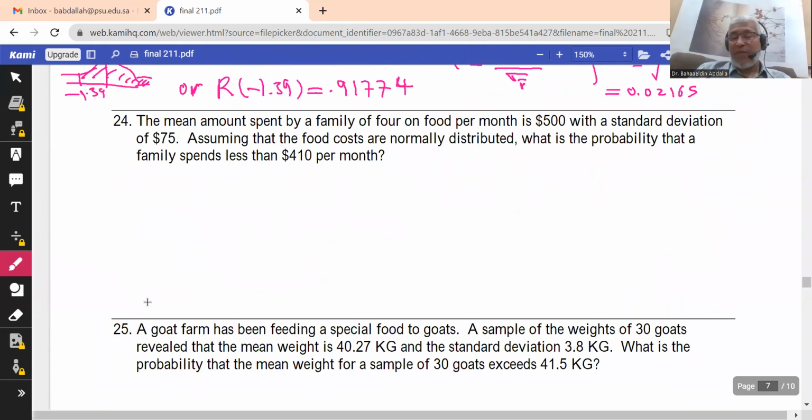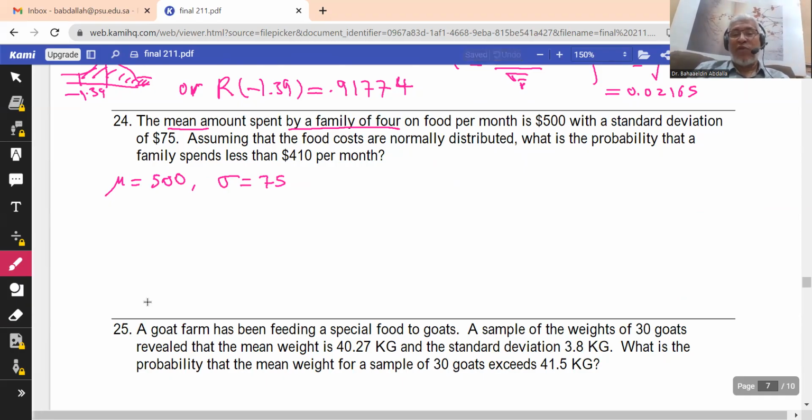The mean amount spent by a family of four on food per month is $500. So this is the mean, with a standard deviation of 75. Assuming that the food costs are normally distributed. So mu, the mean, is 500 and the standard deviation is 75. Well, family of 4 here, the 4 doesn't mean anything. It means we are talking about a population of families of 4 persons.